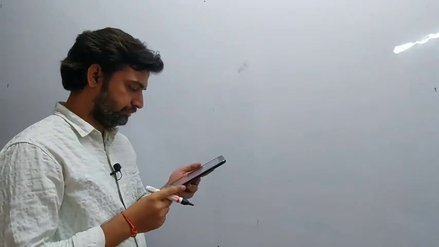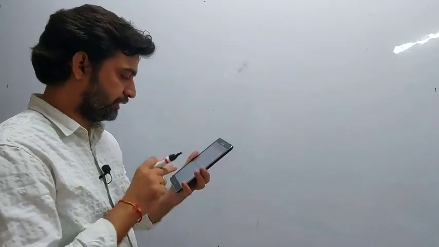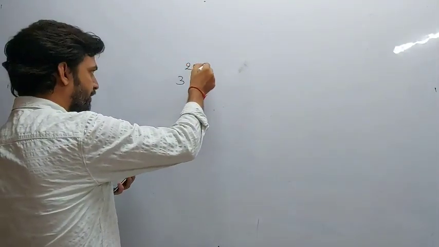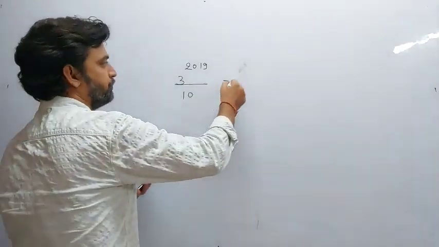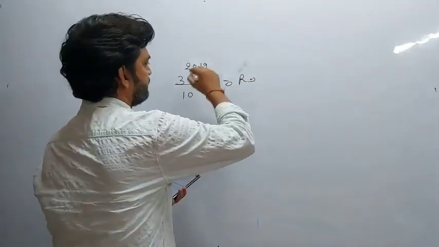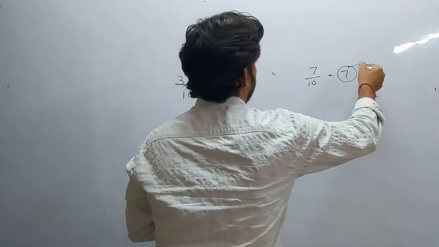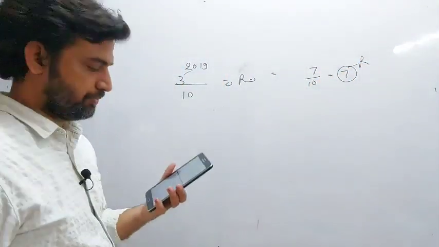Coming to the next question. You all have done that one. 3 raised to 2019 divided by 10. We need to find the value of remainder. Unit digit is 7, by 10. That means the remainder is 7. All must have done that.